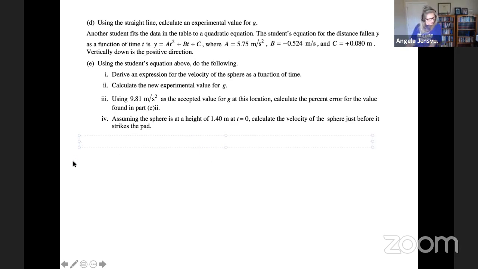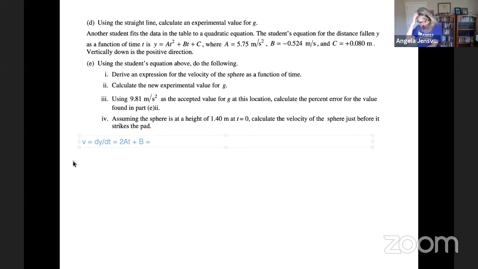Okay, so what we're going to do is say V equals dx dt. And so we're going to differentiate. Oh, I should have said y, honestly, right? Because it is a vertical motion. Okay, so let's take the derivative. Let's differentiate. So it'd be 2at plus b, right? Should we plug the numbers in? We can. What is that?